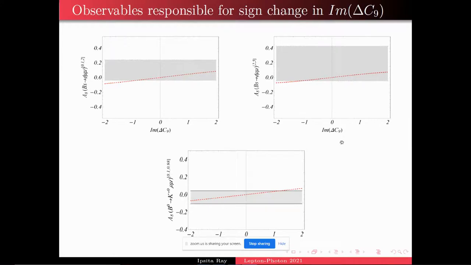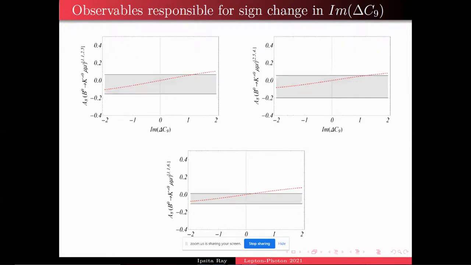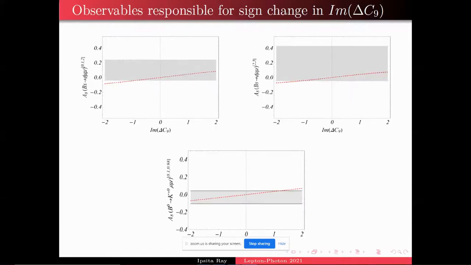So when we have the CP asymmetric observables in both the B_s → φ μ+ μ- and B → K* μ+ μ-, the dominant role is played by the B → K* μ+ μ- asymmetric observable, and we get a negative solution for imaginary delta C9. On dropping the B → K* μ+ μ- asymmetric observables, we get a positive solution, as can be clearly seen from these plots.